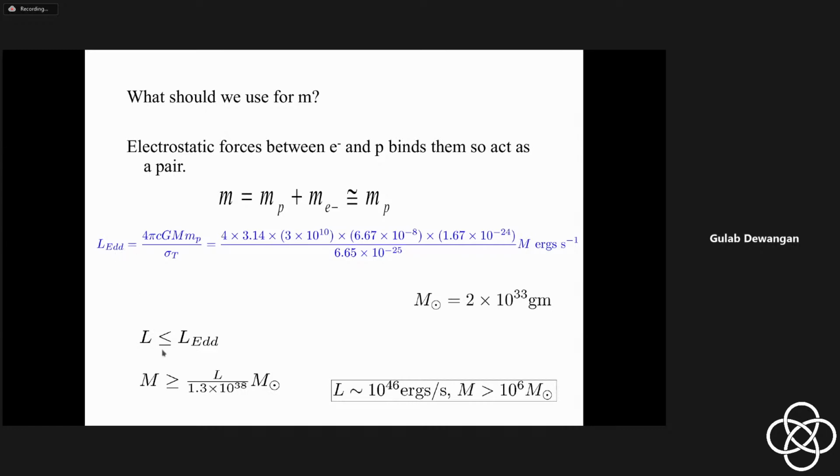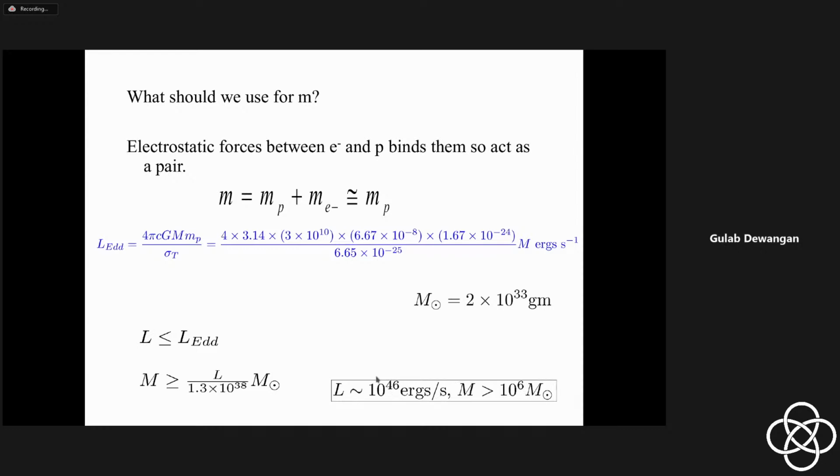Then you can find the Eddington luminosity. The observed luminosity should be smaller than about L_Edd, the Eddington luminosity, otherwise the radiation pressure force will push everything away, and the object will not be a stable object. So that means the mass must be more than about L, the luminosity, divided by 1.3 times 10 to the power 38 solar mass. So for a luminosity of 10 to the power 46 ergs per second, the mass must be greater than 10 to the power 6, 1 million solar mass.